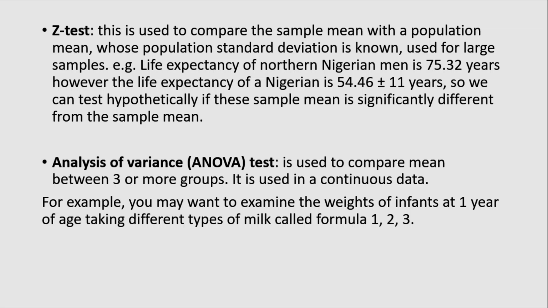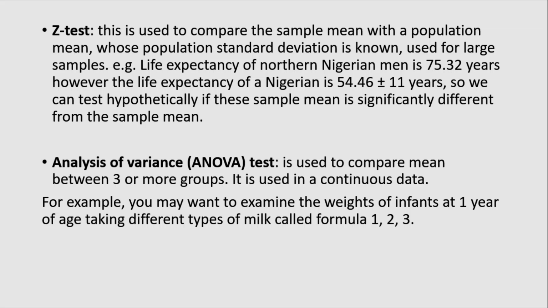Then you have the z-test. The z-test is used to compare a sample mean with a population mean. And another condition for you to use a z-test is that the sample size must be greater than 30 and the population standard deviation must be known.